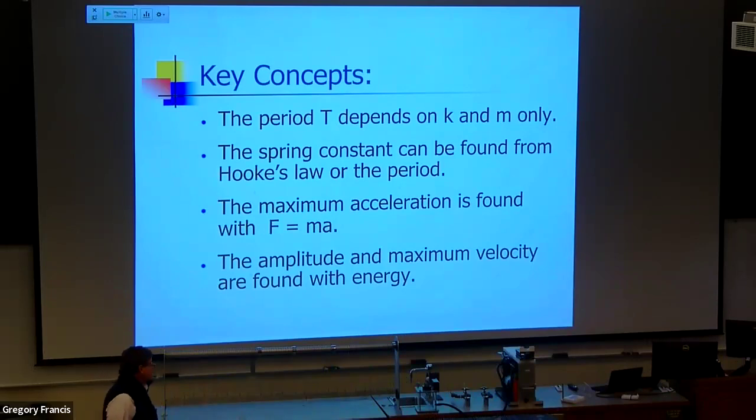Sometimes we have enough information to use the static method. Sometimes we have enough information to use the dynamic method. Whenever we're looking for an acceleration, whether it's the acceleration at the turnaround point or the acceleration somewhere else, we always use Newton's second law. And the amplitude and the maximum velocity we just found with energy.